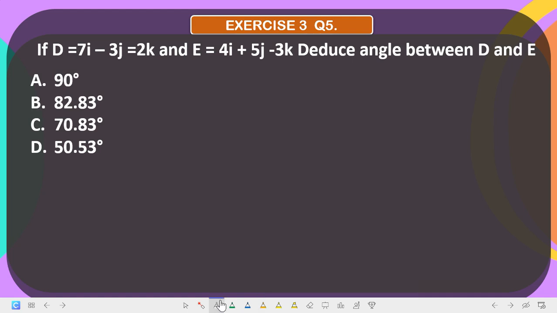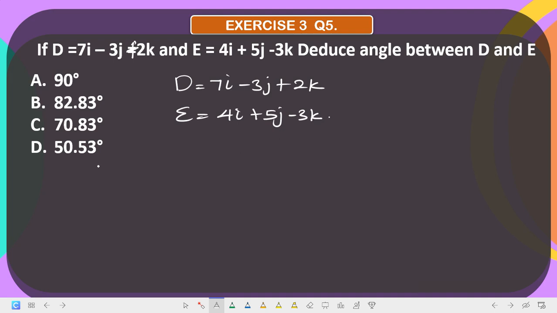Now, the next question says, if D is equal to this and E is equal to this, deduce the angle. So you are given D as 7i minus 3j. This is supposed to be plus 2k, I perceive so. Yeah, plus 2k, so change this to positive. And then E is 4i plus 5j minus 3k.